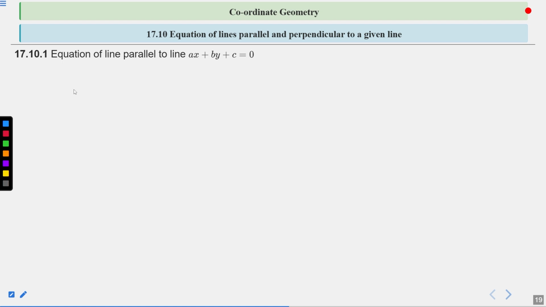Equation of line parallel and perpendicular to a given line. So first one is the equation of a line parallel to the line ax plus by plus c equals 0. So we can say that ax plus by equals k. Next, equation of line perpendicular to the line ax plus by plus c equals 0. So we can say that bx minus ay equals k.